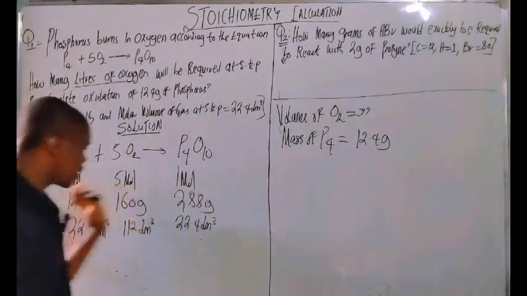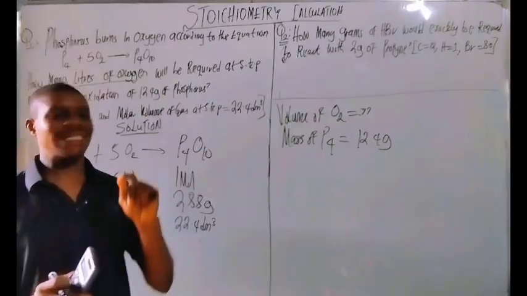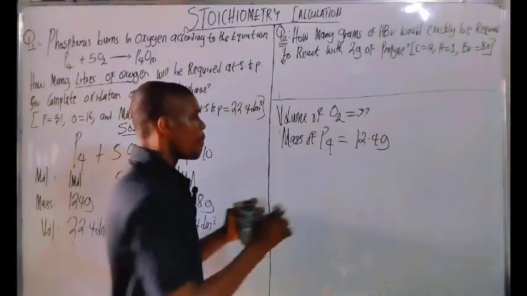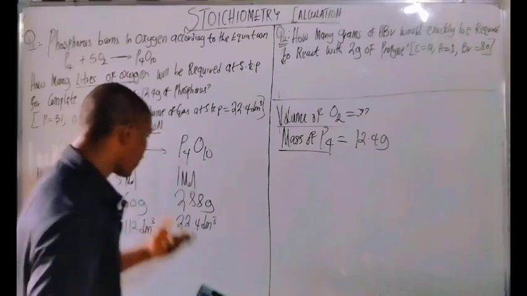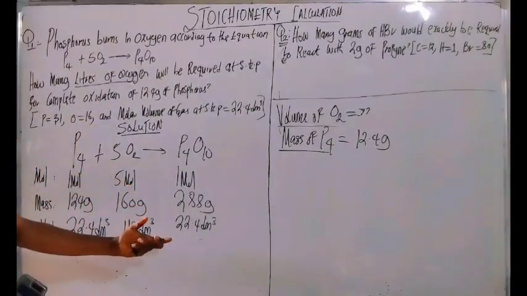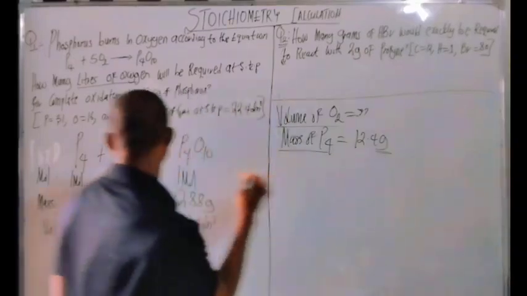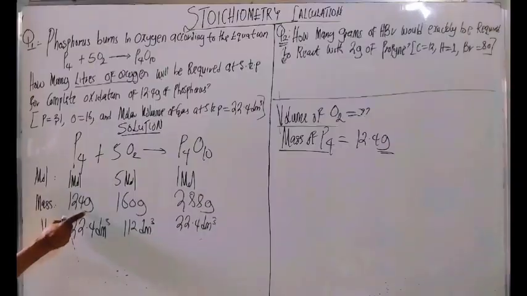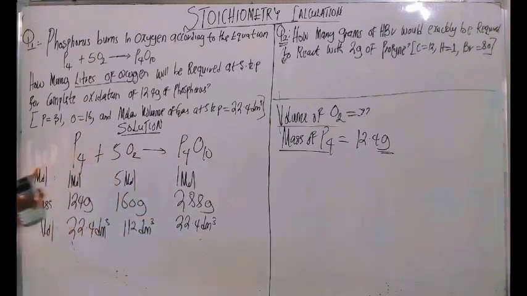So these are the things that we need. We need this one here. So what do you want to do here? You want to write out the relation between mass of P4 and volume of O2 from this balanced chemical equation. So here we have our gram. If you come here we have gram, right? From the balanced equation, mole, mass, and volume.